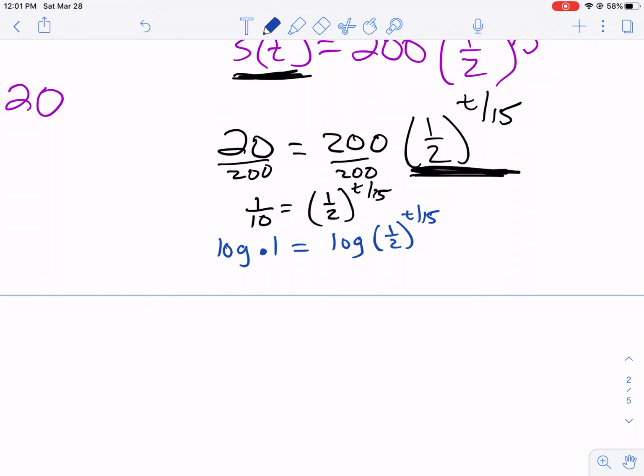And back when you were in the log unit, you learned that in order to expand this log, any exponents that were up in the air came down and multiplied to the log, because this means exponent. So you have an exponent raised to an exponent, and by the exponent rule you're supposed to multiply them. That's why it comes out of the air. So we have t over 15 log, and I'm going to write the half as 0.5.